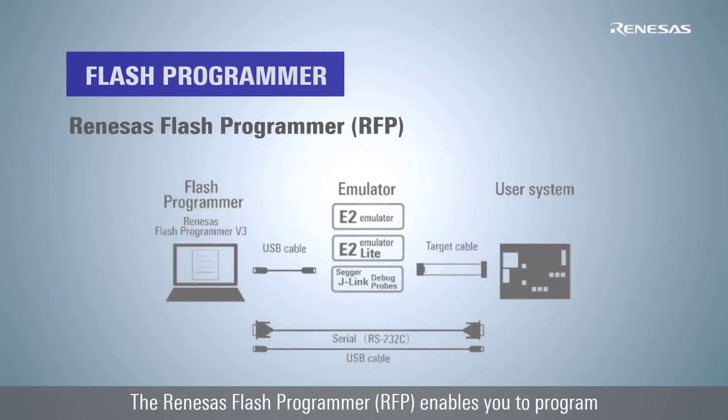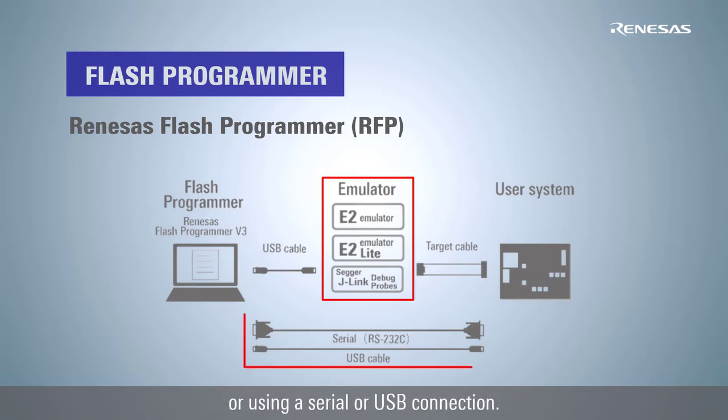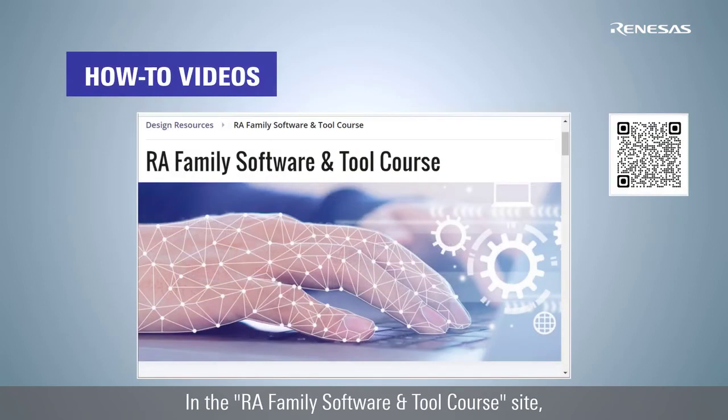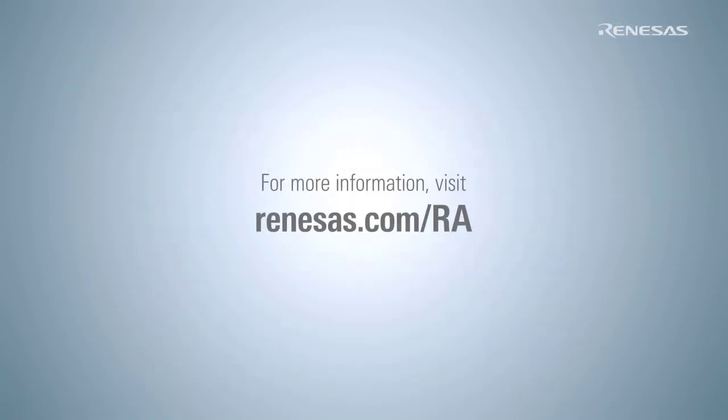The Renesas Flash Programmer enables you to program via E2 Emulator, E2 Emulator Lite, SEGGER J-Link debug probes, a serial or USB connection. In the RA Family Software and Tool course site, users can learn the features of solution, software, and tools for the Renesas RA family. For more information about tool and software for the RA family, please visit the Renesas website.